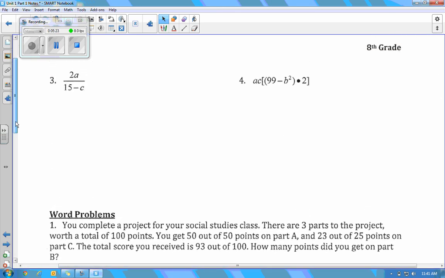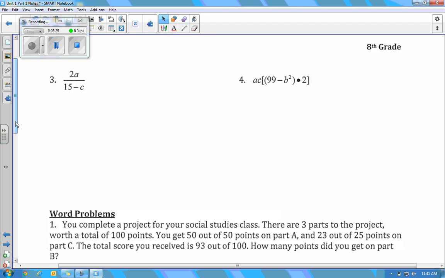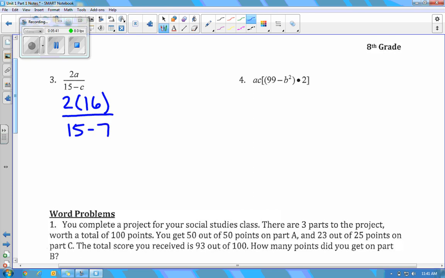And for number 3, again, I have a fraction bar with the grouping symbol. I need to start by plugging in my variables. So if you look back at the front, A is going to be 16, and C is going to be 7. So I go to the top first, 2 times 16 is 32. On the bottom, 15 minus 7 is 8. When I divide 32 divided by 8, I get 4. Again, no equal signs, because we're working with expressions.